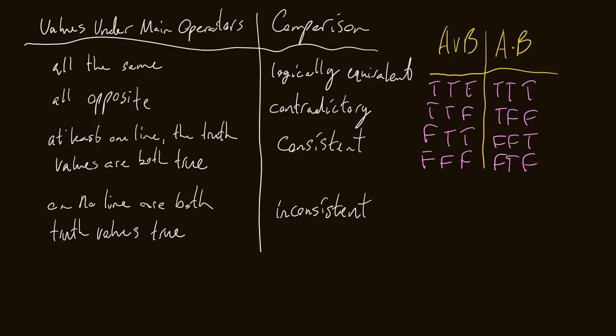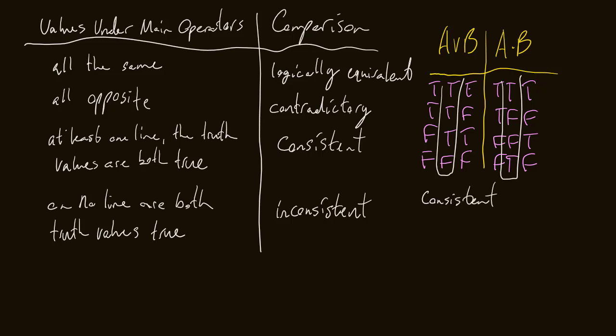Now in this case, we look at our main operators. Look at the truth values under the main operator right here. And we could see that on the first row, they're the same, true and true. On the second row, they're opposite. Third row, they're opposite. Fourth row, they're opposite. So they're not all the same. They are not all opposite. On the first row, both truth values are true. So we have the case where on at least one line, the truth values are both true. So this is a consistent statement.